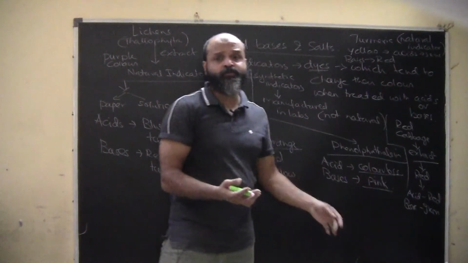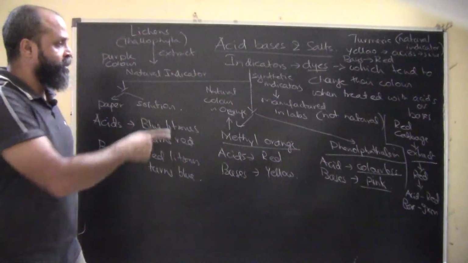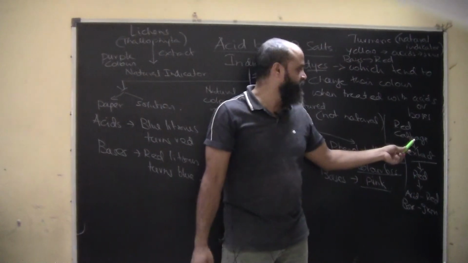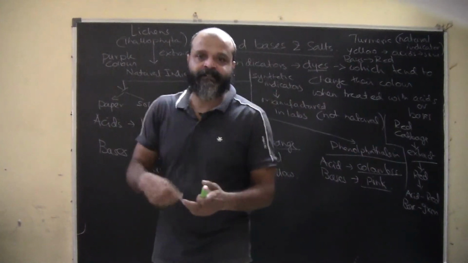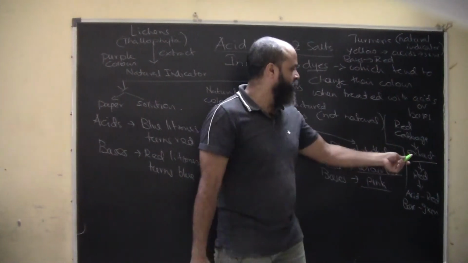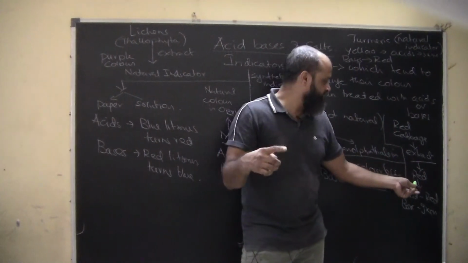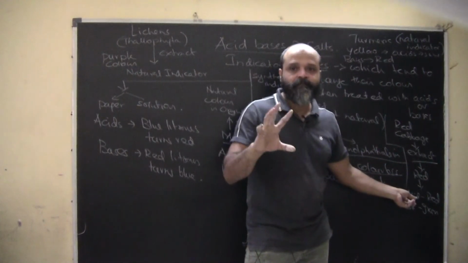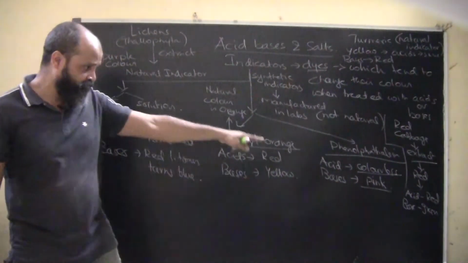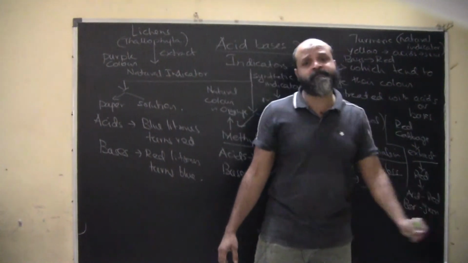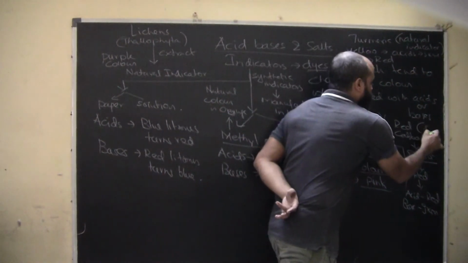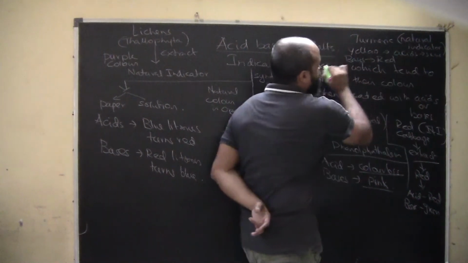Not very frequently used, but still we need to know about it. Red cabbage is a type of vegetable that we consume. When we draw an extract out of it, in a mixie or whatever, the liquid or paste form is red in color. When you treat it with an acid it stays red, and when you treat it with a base it becomes green. So that is also a natural indicator, just as turmeric is also a natural indicator.